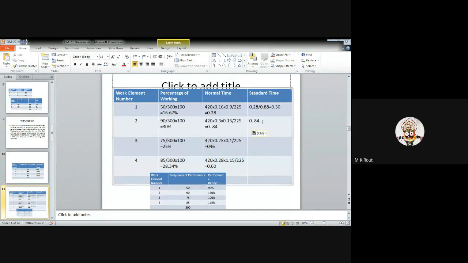Moving to the next one, 0.95. Moving to the next, the third one, 0.52. And the last one, 0.68. What is the total standard time? 2.45. So this is your answer.